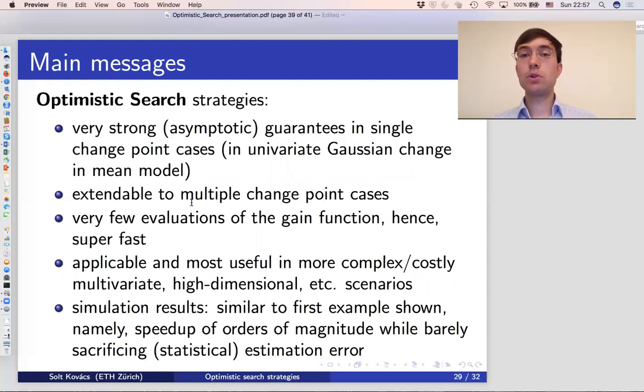Okay, so in terms of simulation results, I don't have time to show it, but what one would obtain is similar to the first visual picture that I showed you, that we get orders of magnitude faster, and in terms of estimation error, we are not too much worse.